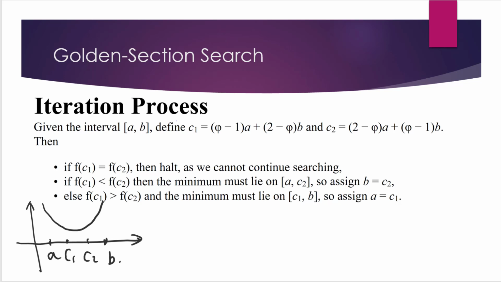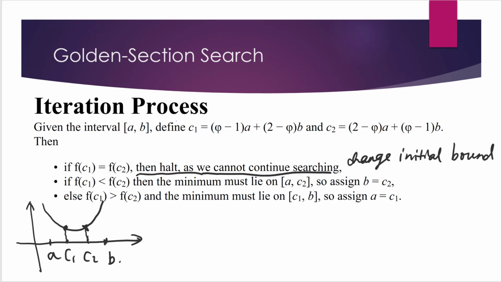When we compare the function values at c1 and c2, if f(c1) is exactly equal to f(c2), then we cannot continue this iteration process because we are not sure where the minimum is located. So we need to halt because we can't continue searching. If that happens, we need to change the initial bound a to b, right? Find a different initial interval.